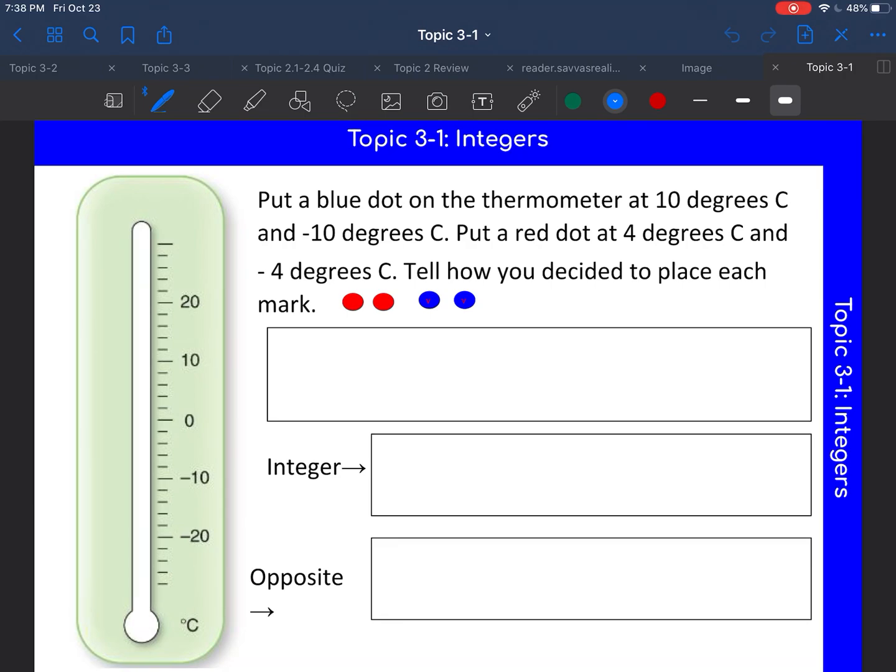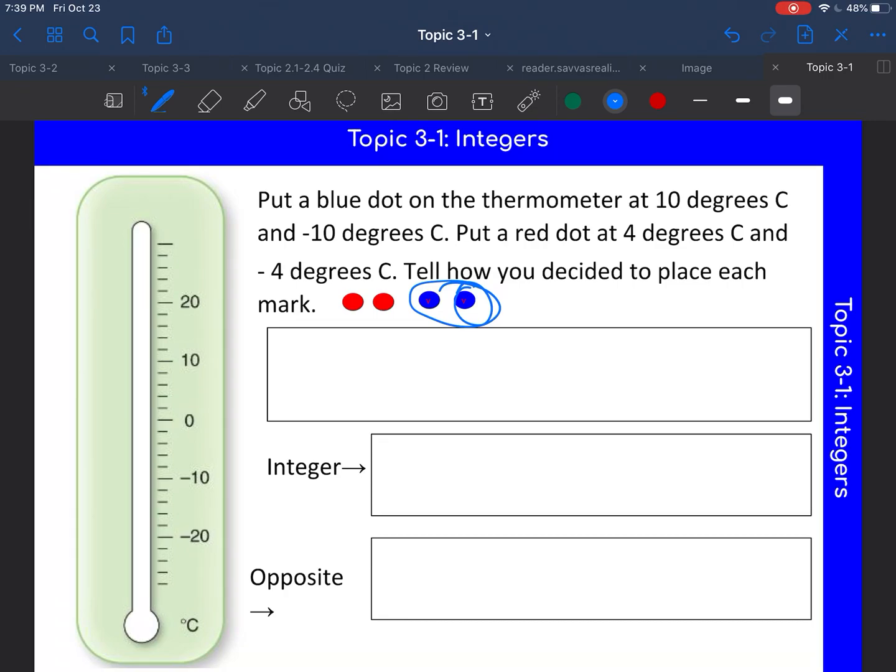So if you look to the left of this lesson, there is a picture of a thermometer. You may see a thermometer like this outside. The C is for Celsius. We're used to seeing thermometers in Fahrenheit, but it works the same exact way. All right, so it says put a blue dot on the thermometer at 10 degrees Celsius. So what you're going to do, you're going to drag one of these blue dots and you're going to put it on 10 degrees Celsius.